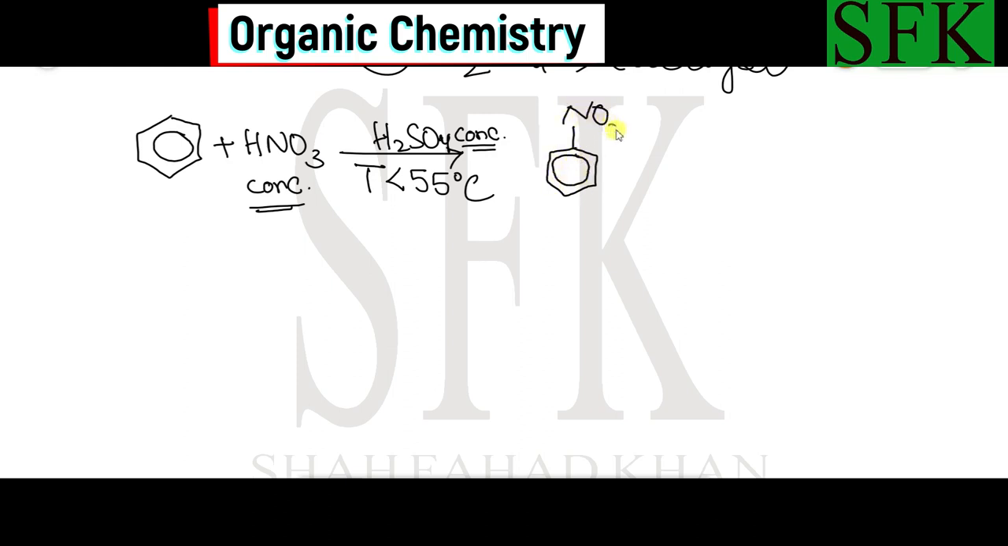The nitro group, the nitronium ion, basically gets attached to the benzene ring as a substituent and forms a substituted benzene. This substituted benzene is known as nitrobenzene, plus water. Okay, this is our overall reaction.